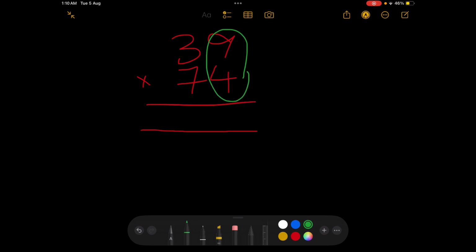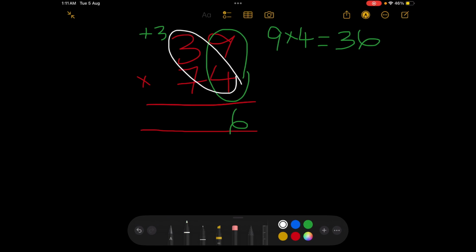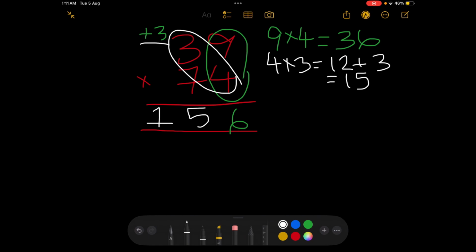So we're going to do 9 times 4. 9, 18, 27, 36. 6 goes down the bottom, and we go plus 3 at the top. Now we have 4 times 3. 4, 8, 12, plus the 3 up here, equals 15. Bring the 5 and the 1 over there. That is it for step 1. Nice and simple, all good on that part.